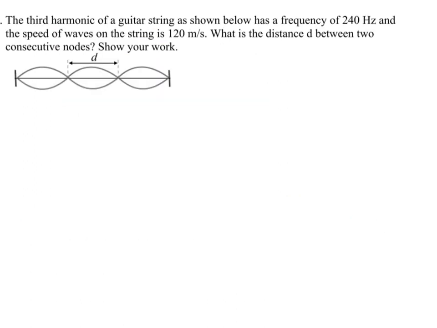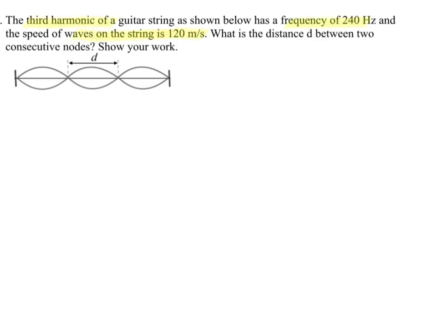The third harmonic of a guitar string as shown below has a frequency of 240 Hz and the speed of the waves on the string is 120 meter per second. What is the distance labeled in the diagram? That is the distance between two consecutive nodes.